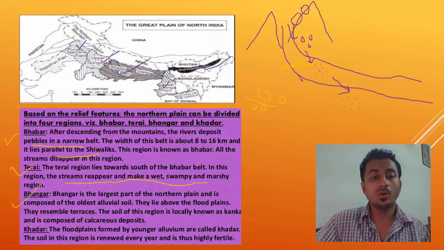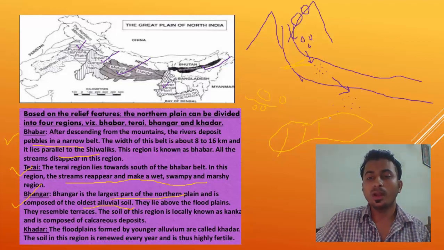Then Bhangar is the largest part of the northern plain and it has the oldest alluvial soil. Why? Because it is largest. So it took a lot of time to form. When it took a lot of time to form, it is largest and oldest also. And they lie above the floodplains.